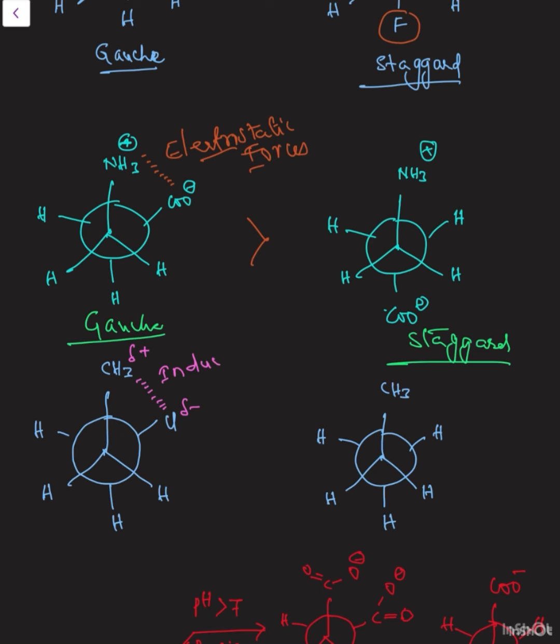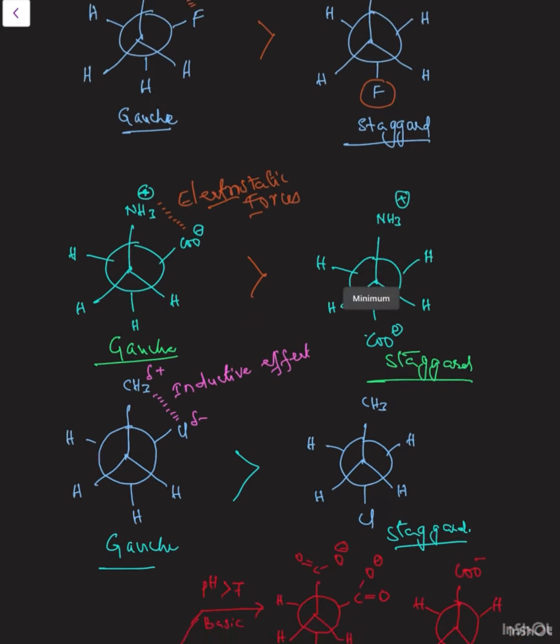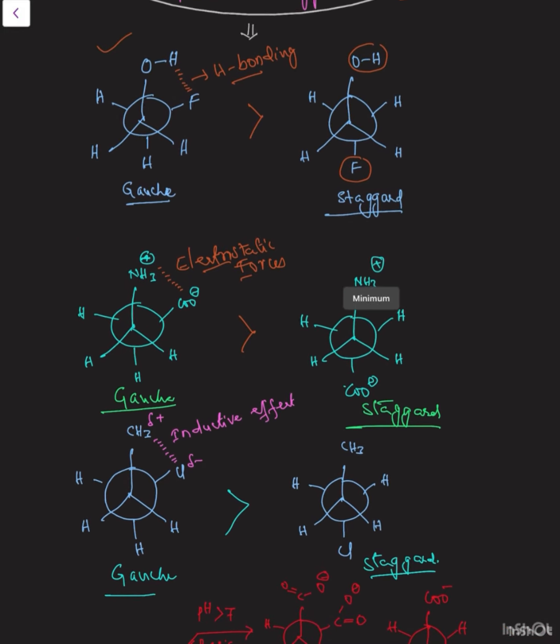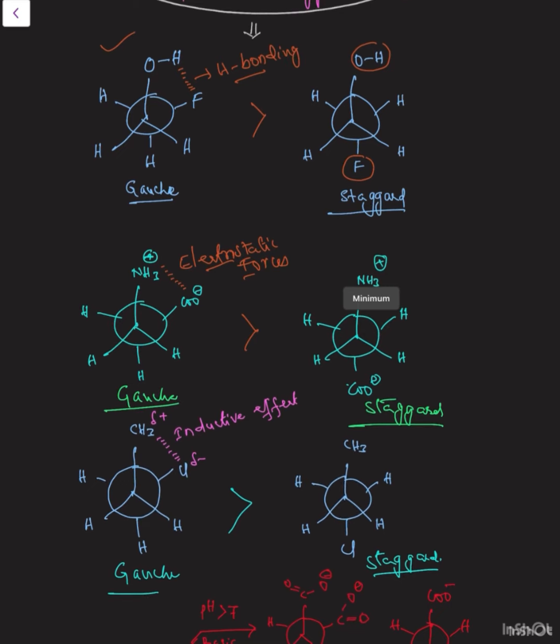which also affects the stability. Because of this inductive effect, Gauche becomes more stable than staggered. So this is staggered, and in the staggered, Cl is present here. This is the staggered conformer, and this is the Gauche conformer. So these three are special conditions for why Gauche is more stable than staggered.